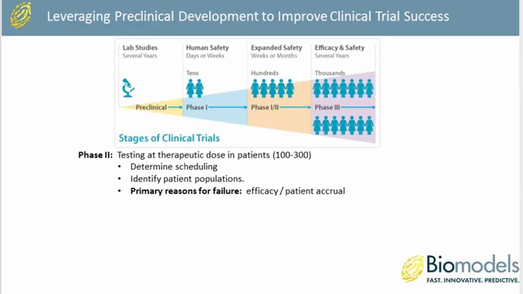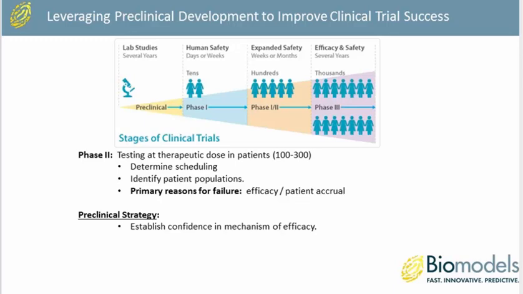For phase two, we're testing at the effective therapeutic dose in patients, usually about 100 to 300 patients. We want to identify the patient populations most likely to benefit. Primary reasons for failure in phase two are either efficacy or patient accrual.